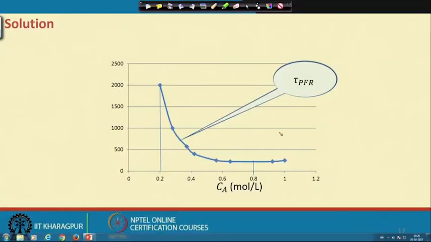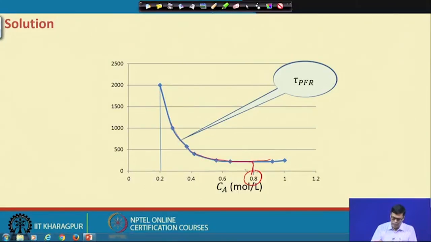Because when you operate a continuous stirred tank reactor, after infinite time when the steady state condition is reached, your substrate concentration remains constant. At that particular concentration, you can easily find the rate of reaction from the equation tau CSTR equals CA0 minus CA by minus RA. So for different CA values you can get the RA value, and from that the minus 1 by RA value. If you then plot minus 1 by RA against CA, the area under this curve will give you the value of tau plug flow reactor. Here you can see the kind of curve we got, between 0.8 and 0.2. The area under this curve is what we call tau plug flow reactor.